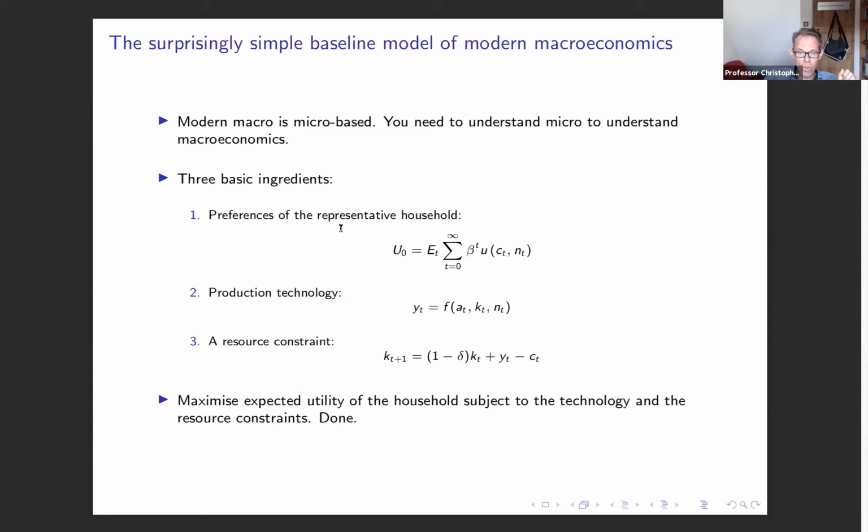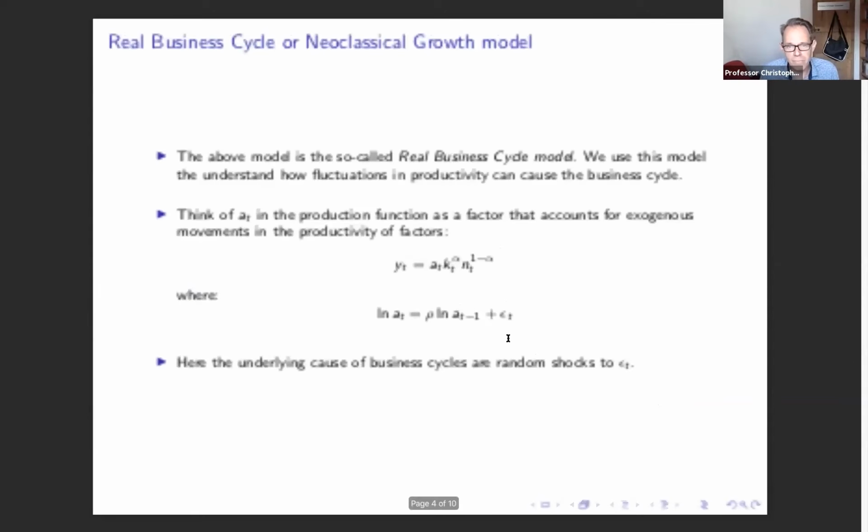So all we do is maximize utility here, subject to these two constraints, the technology constraint and the resource constraint. That's it, done. That's macroeconomics for you. That simple, essentially. So once we start with a really simple one, once we master how to do this framework, then we can build upon that.